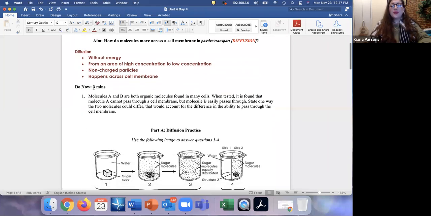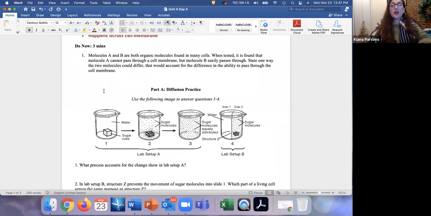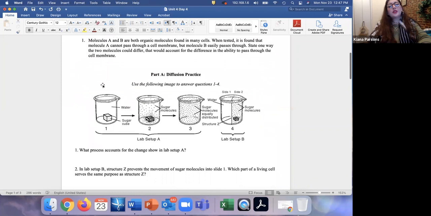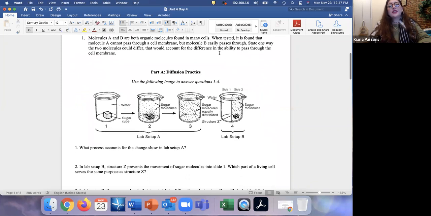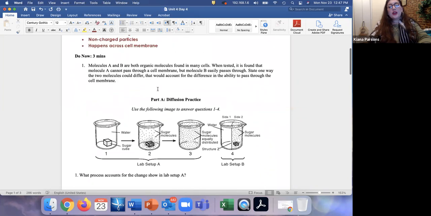All right, so the do now. Molecules A and B are both organic molecules found in many cells. When tested, it is found that molecule A cannot pass through a cell membrane, but molecule B easily passes through. Might remind you of an experiment we just did. State one way the two molecules could differ that would account for the difference in the ability to pass through the cell membrane.